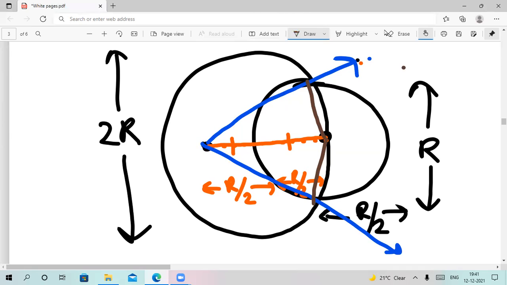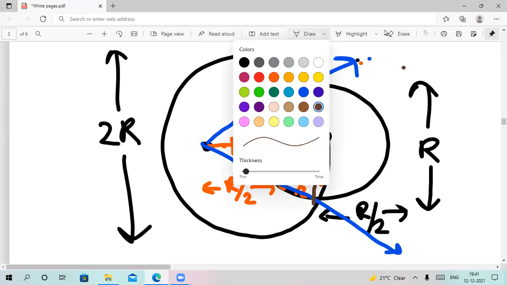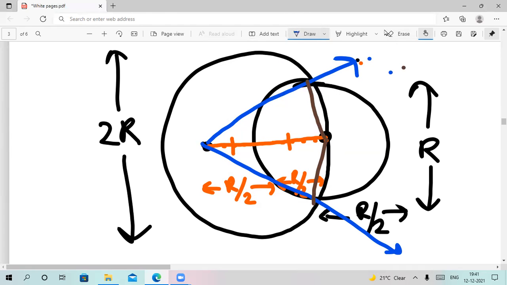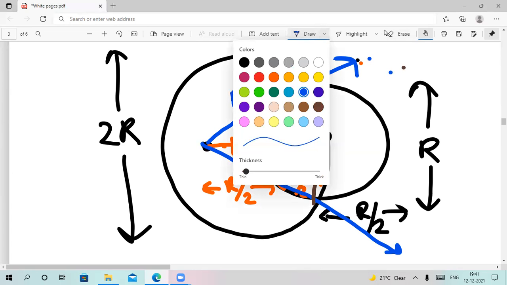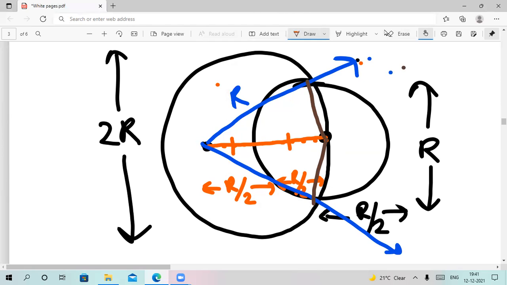Okay, now I will write the dimensions here. Now, as you can see from this blue line, if you see clearly what we mean by the blue line, this blue line is representing the radius of this bigger ring. So it is going to be r. Okay, and what does this orange line represent? This orange line is also representing the radius. So it will also be r.